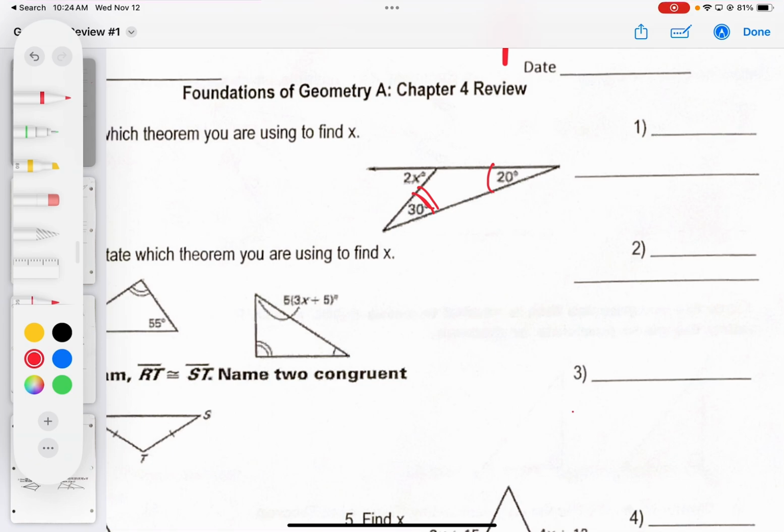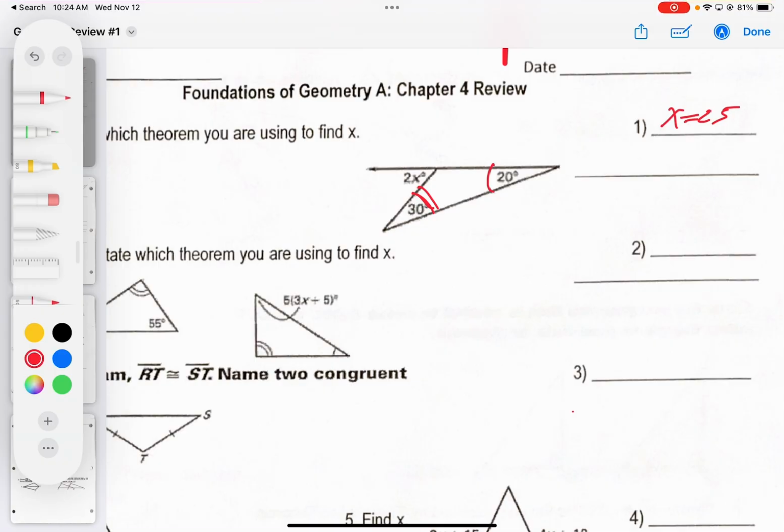We want to state which theorem we use there. That's the other part. Great job. Tell me, do you remember the name of that theorem? Exterior angle theorem, good.